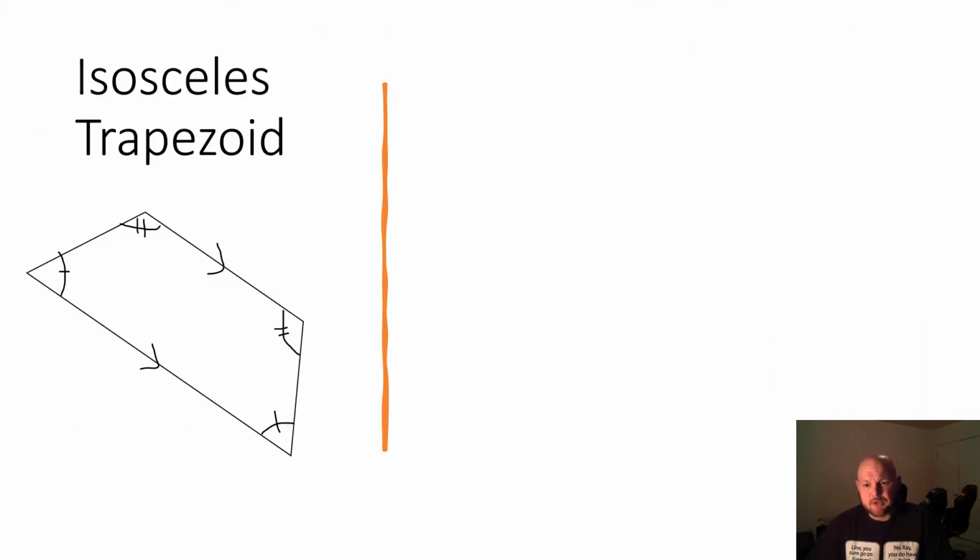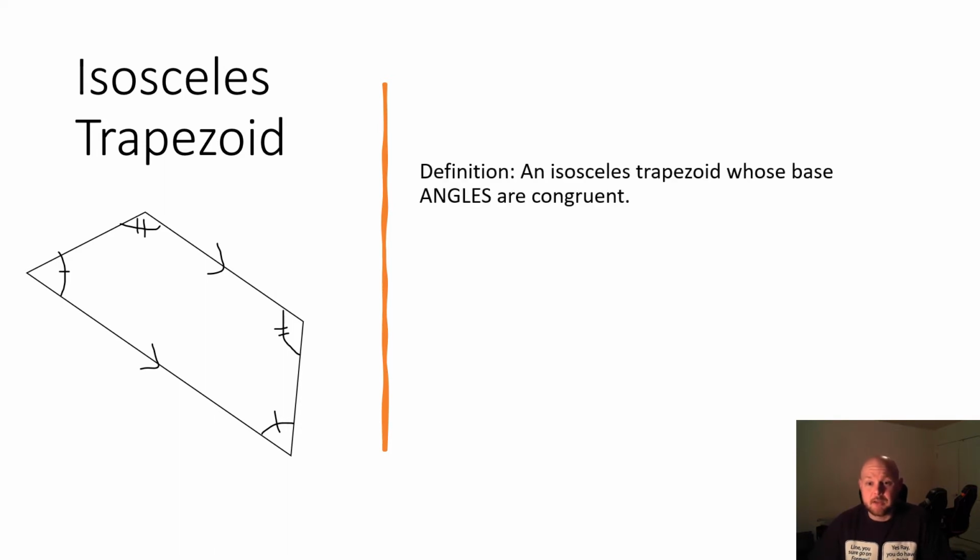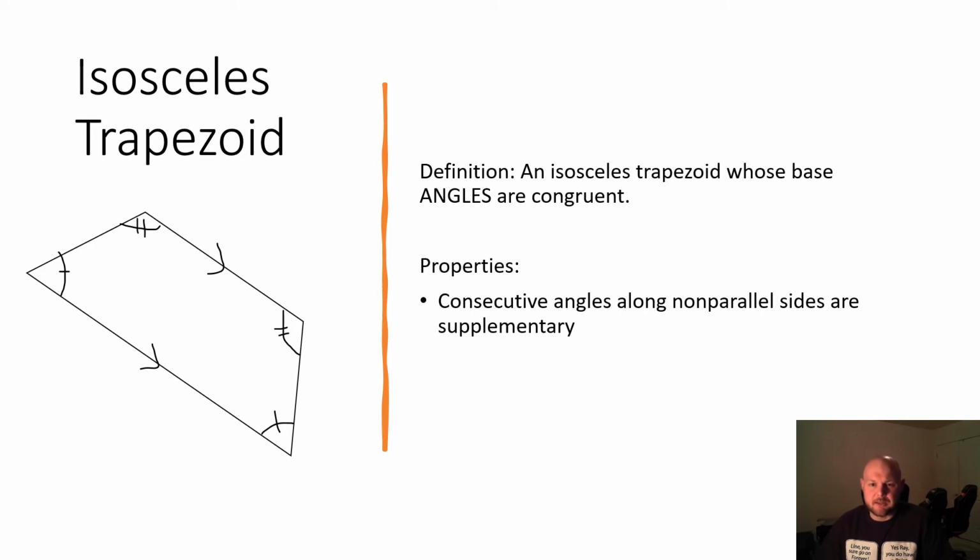All right, isosceles trapezoid. It's similar to an isosceles triangle, but instead of referring to the sides, we're actually going to be looking at the angles. So the definition is that it is a trapezoid with congruent base angles. Some of the properties that go with that are that consecutive angles are supplementary. Consecutive angles along non-parallel sides, to be specific, and the non-parallel sides are congruent. So those non-base sides are congruent, and that's very important. Even though, just like with triangles, we don't associate the sides with the definition, it is also true.